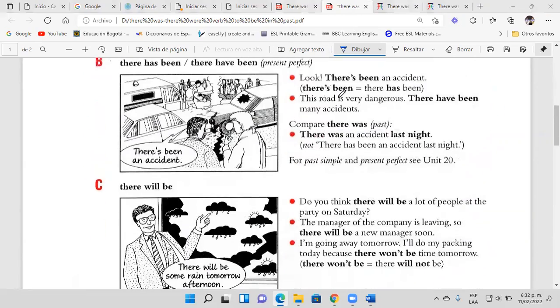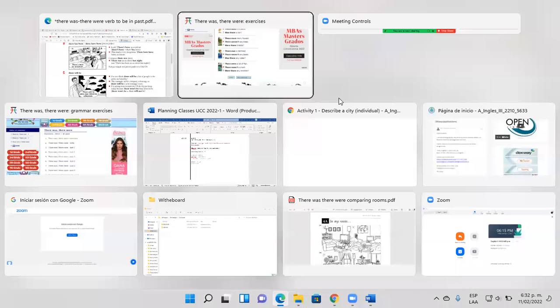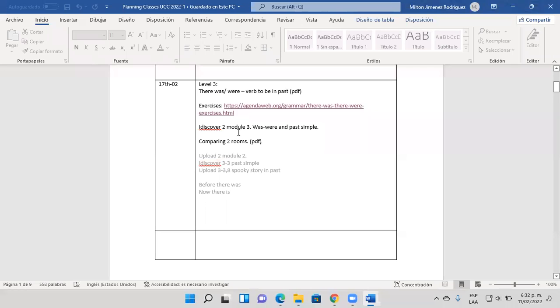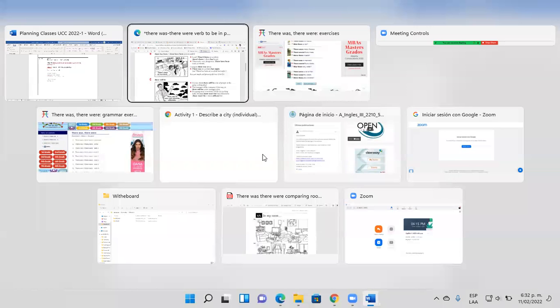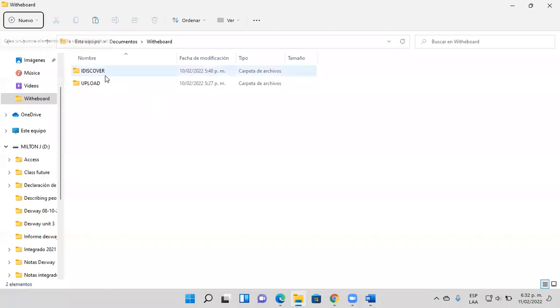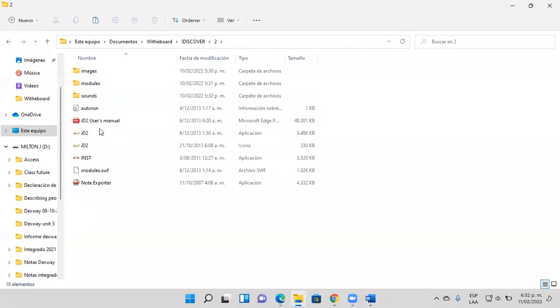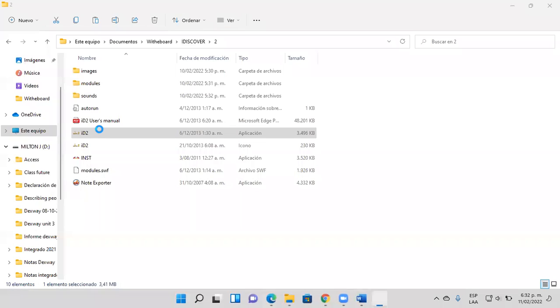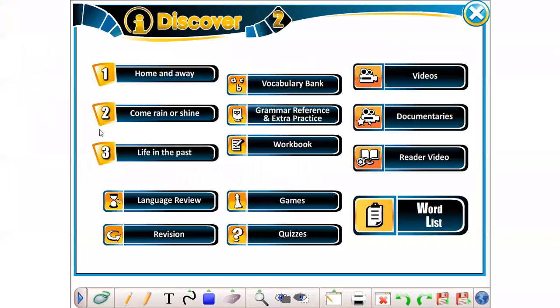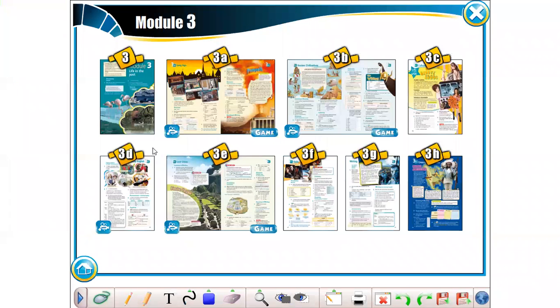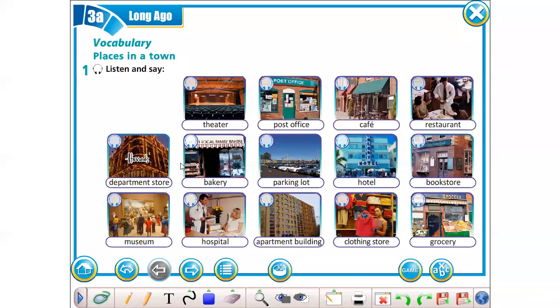Now let's move on. As we're going to compare things, let me see my plan. I have the plan of my class here, the Discover module 2. This is the material that I use because I consider it good in order to explain some things. That is like my presentation. So we're going to focus on places of cities, places or a hometown.